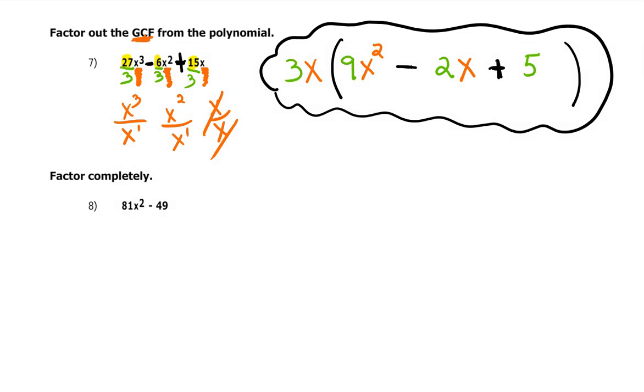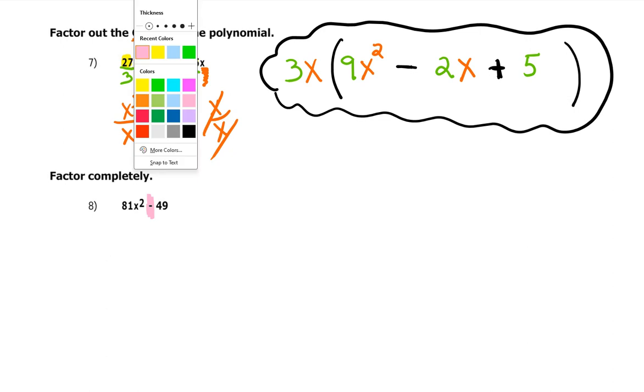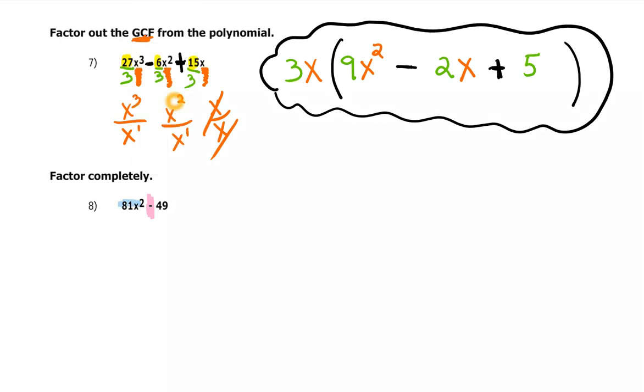This is a difference, because there's a subtraction sign. Let me use a highlighter instead. This is a difference of 2 squares, because the 81x squared was a 9x that got squared, minus, and the 49 is a 7 that got squared.